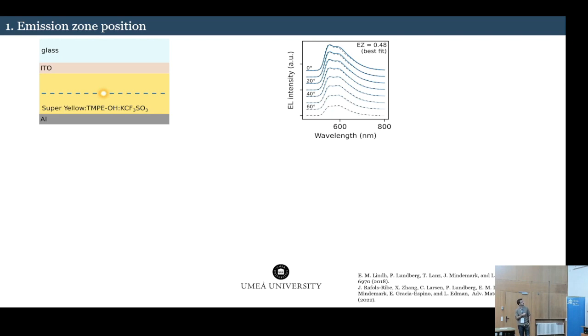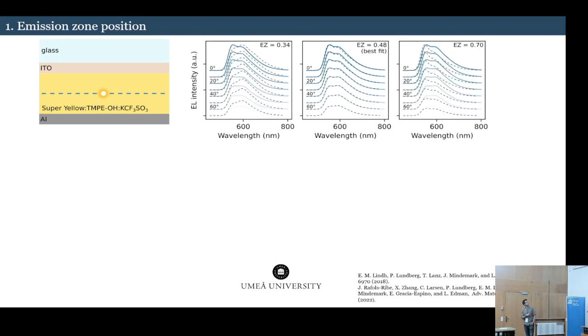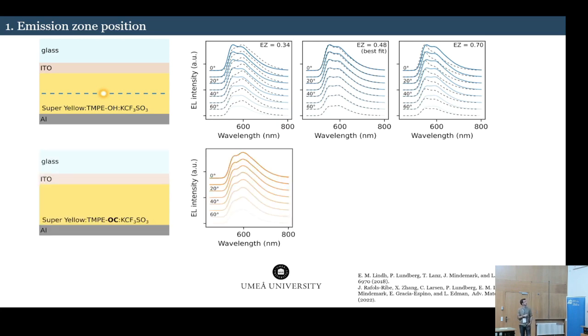So we do the fit, and we find that the emission in this case is in the center of the device. I'm going to show you how it would look if it was not centered, to convince you that it's a good fit. So you see that the spectra is different. And then we decided, okay, let's try a different thing. We made a small modification on the side group of this ion solvating material, this ion transporter.